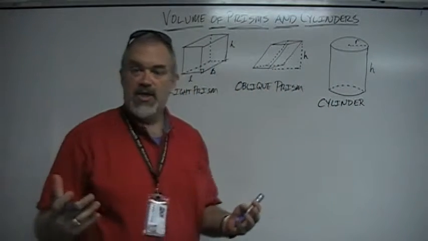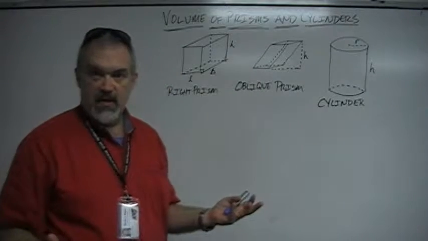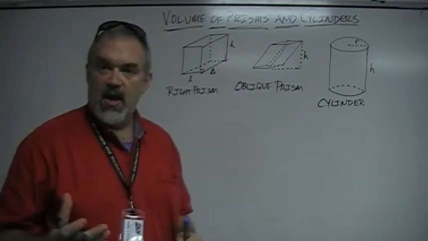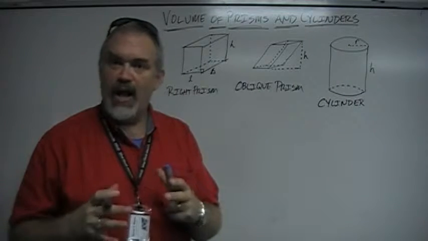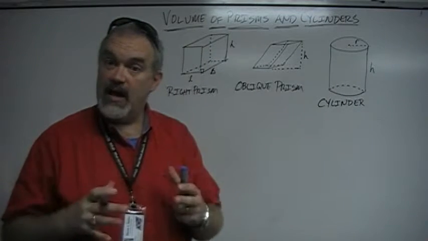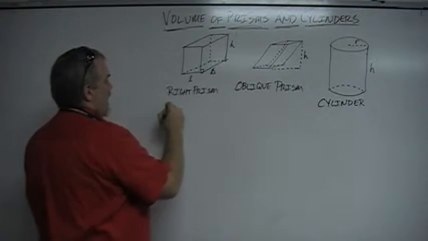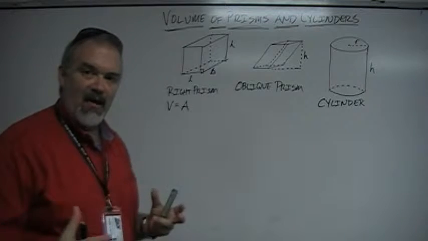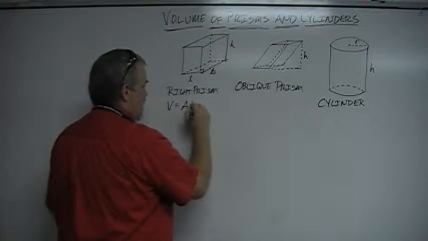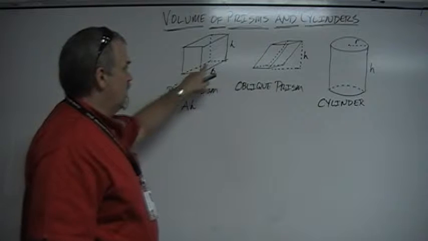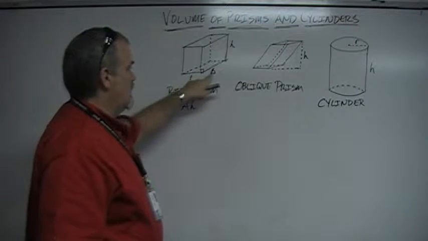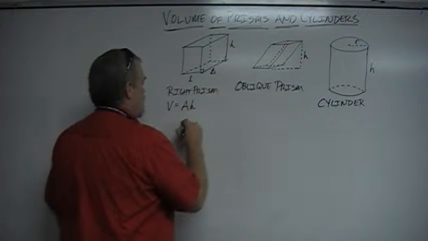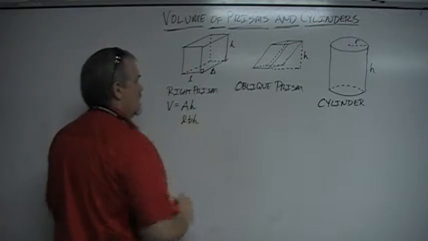Now when we're trying to figure out the volumes of these figures, the right prism is a nice easy one for us. For prisms, though, the basic principle is the area of the base times the height. So the volume is equal to the area, we use a capital A because it's the area of the base, times the height. In this case, we have a rectangle that's the base, length times breadth of the rectangle, so in this case, it would be length times breadth times height.